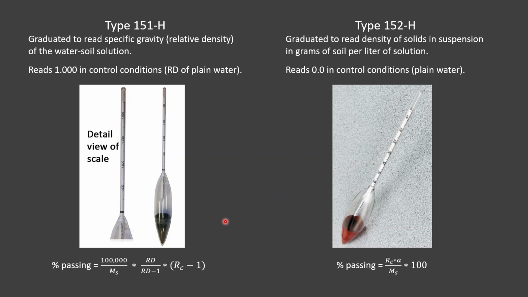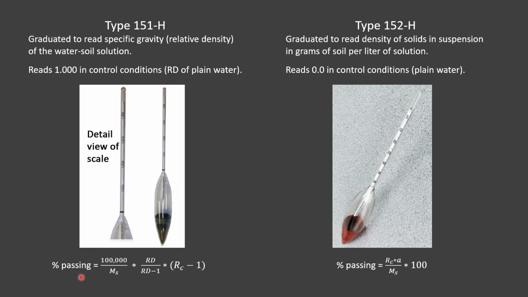The calculations used to calculate percent passing are different for each hydrometer, so you need to be aware of the hydrometer that you've been using throughout the lab this week, and also don't mix up hydrometers, as it could cause some calculation problems.